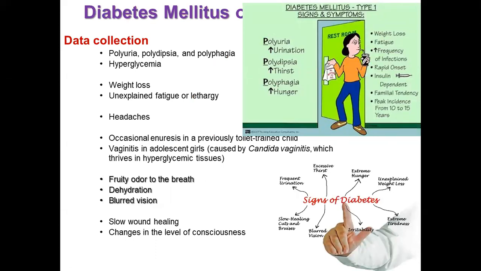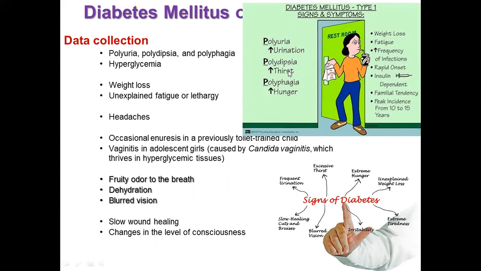First of all, let me share with you. The patient presents with polyuria. Poly means a lot, uria means urine, so increased urination. Polydipsia. Poly means a lot, dipsia means thirst, so increased thirstiness. Polyphagia. Poly means a lot, phagia means eating, so increased hunger.